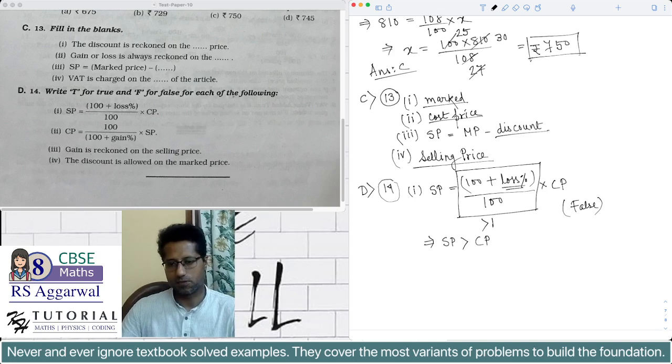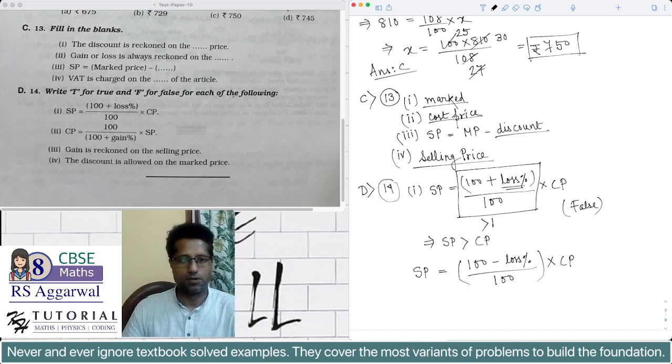If there is a loss percent, then of course the selling price has to be 100 minus loss percent divided by 100 multiplied by CP. This is the correct formula. So the given formula is false. Okay.